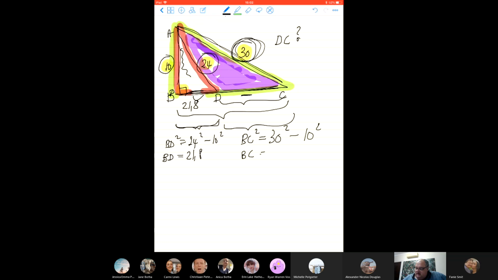And if I'm going to work out BC, I am going to get 900 minus 100, 800, square root of 800 equal to, so that's going to be 28,3. And then it's easy to find the small piece, because DC is equal to the whole of BC minus the smaller BD. So I just subtract the two, 28,3 minus 21,8, and I just get my answer.